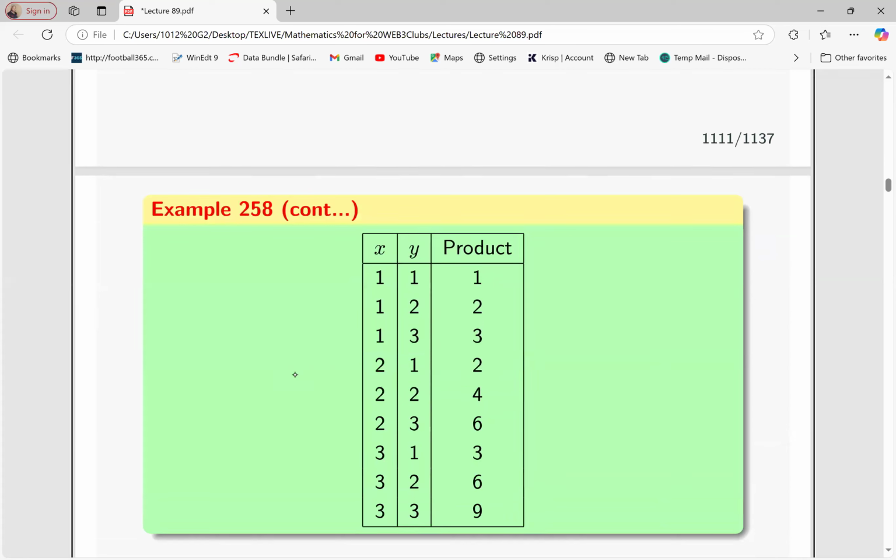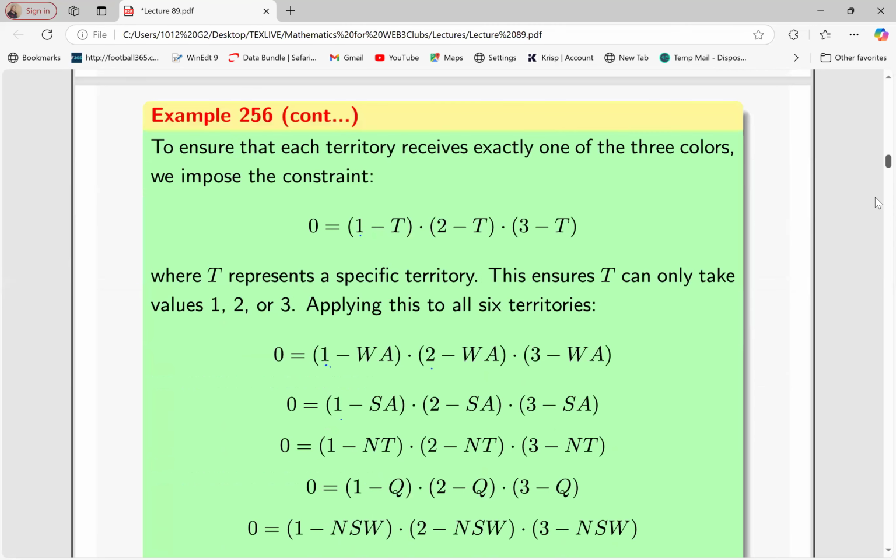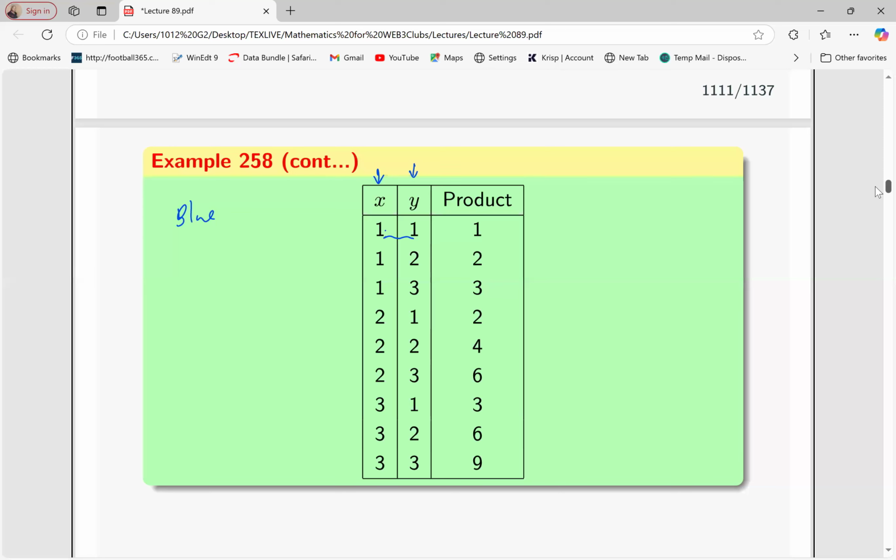Supposing these are the colors for the first region, and these are the colors for the second region. If the colors of the first region are 1, 2, 3, we can have a possibility of 1 and 1, the first region and the second region having the same color, 1 and 2. Remember that 1 was blue. What was 2? Let me just go back and find out. Okay, red was 2 and then green was 3.